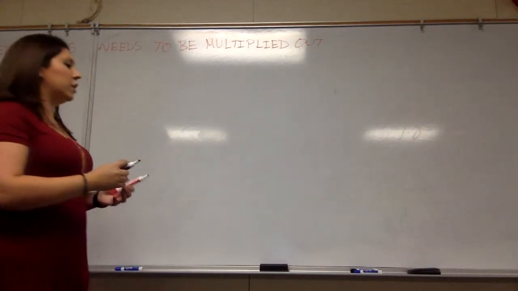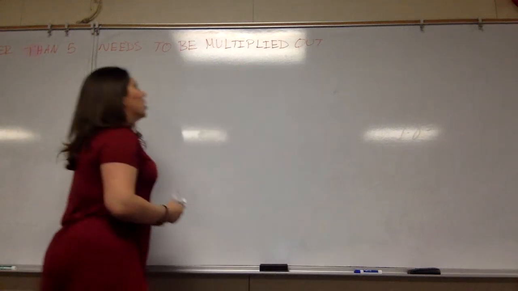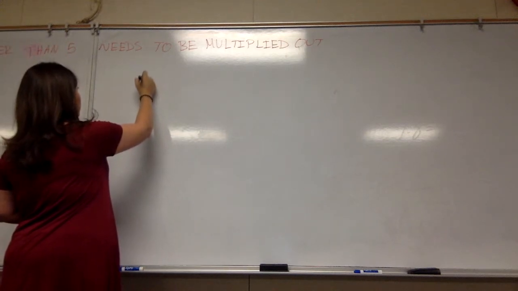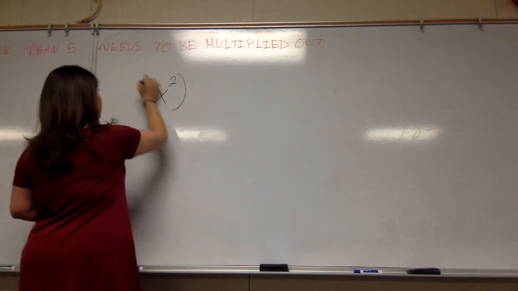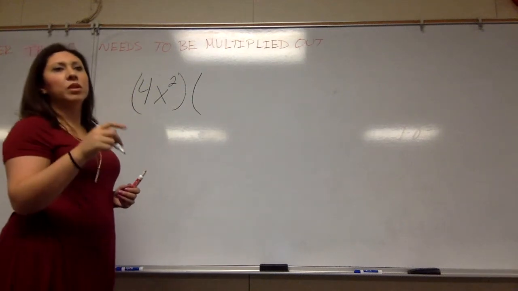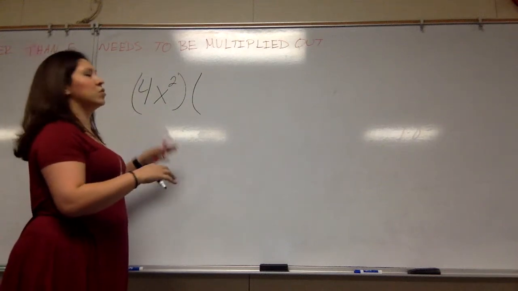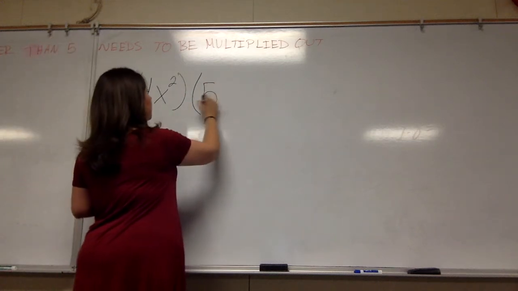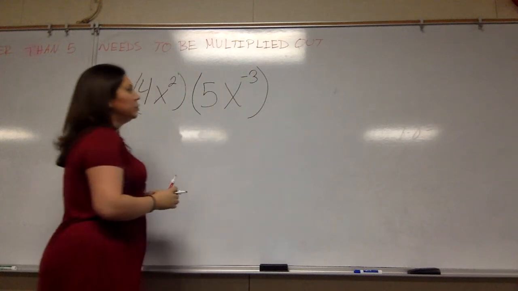So for 7-3, let's think of 7-3. We're talking about adding our exponents. So we can have like a 4x squared on one side, and give me a number. Josh, give me a number. No, I don't want 256. That's too big. Can you give me an easier number? 5? Okay, we'll do 5. 5x to the -3. All right?